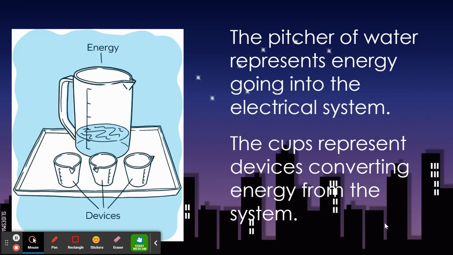So our pitcher of water represents the energy that goes into the electrical system. And the cups represent the devices converting energy from the system. So our electricity that's coming in is the pitcher of water, and our iPad and our lamps and our lights are the cups.